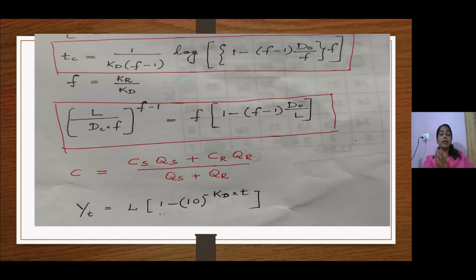Here Cs is the BOD concentration of the sewage and Qs is the rate of flow of the sewage, and Cr is the BOD concentration of the river and Qr is the rate of flow of the river, divided by Qs plus Qr. Here you can find out the BOD, that is represented by the last equation. Yt is the BOD at time t. You can calculate BOD at any time, that is BOD for 1 day, 3 day, 5 day, etc. Yt is equal to L into 1 minus 10 raised to minus Kd into T, where L is the BOD concentration at the mixing point, initial BOD concentration.